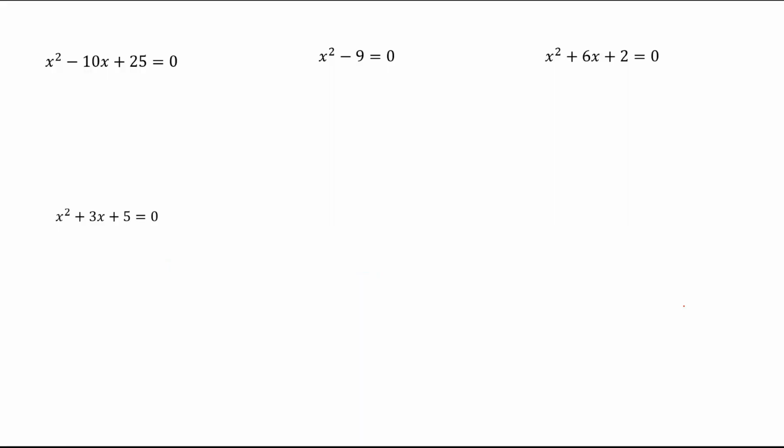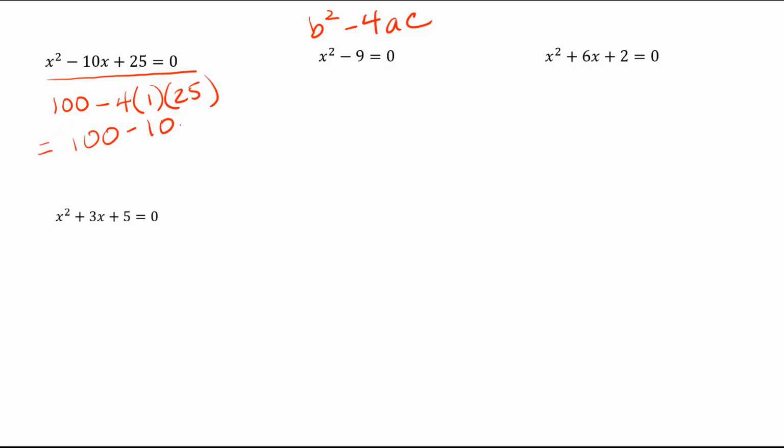So here, if you just want to figure out how many solutions there are to each of these equations, you can just find the discriminant. Remember, the discriminant is b squared minus 4ac. So if I look at this first quadratic here, a is 1, b is negative 10, and c is 25. Let's see what b squared minus 4ac is. Well, b squared is 100, minus 4 times a is 1, c is 25. And so that is 100 minus 100, which is 0. The discriminant is 0, so there is just one solution.